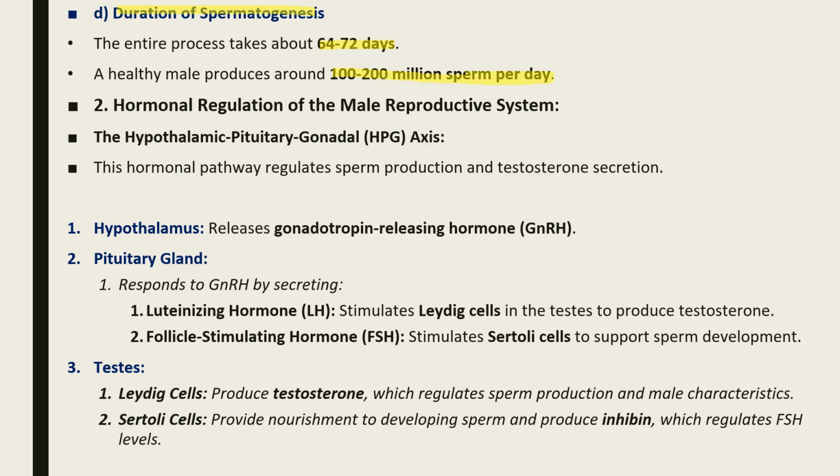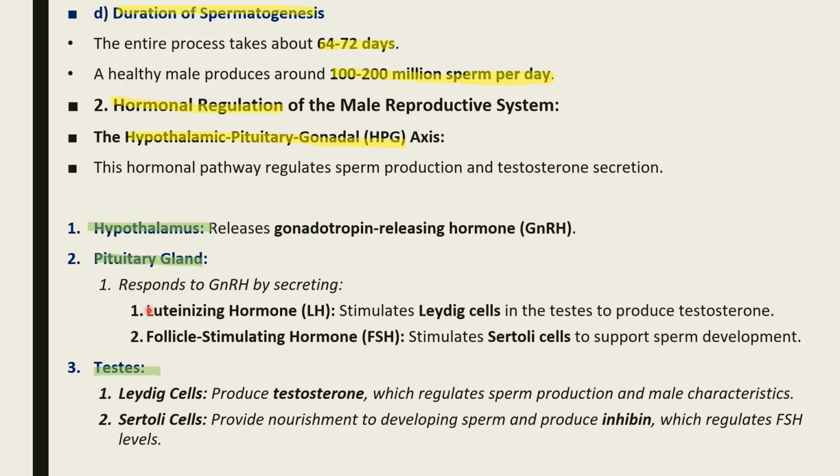Hormone regulation of the male reproductive system. Now, for topic number 2, hormonal regulation of the male reproductive system. The first one is the hypothalamic-pituitary-gonadal axis. This hormonal pathway regulates sperm production and testosterone secretion. Number 1, hypothalamus. Number 2, pituitary gland. Number 3, testes. The hypothalamus releases gonadotropin-releasing hormone, GnRH.